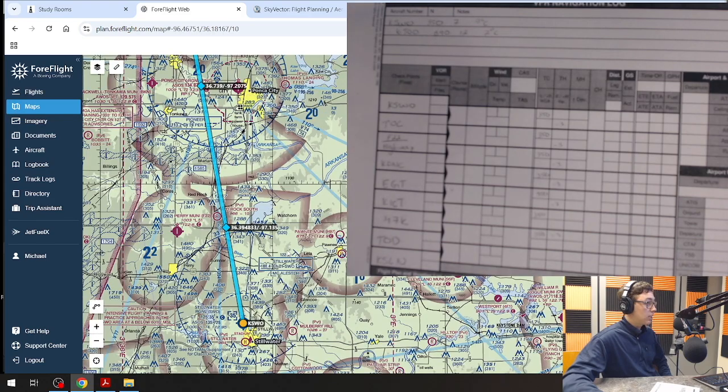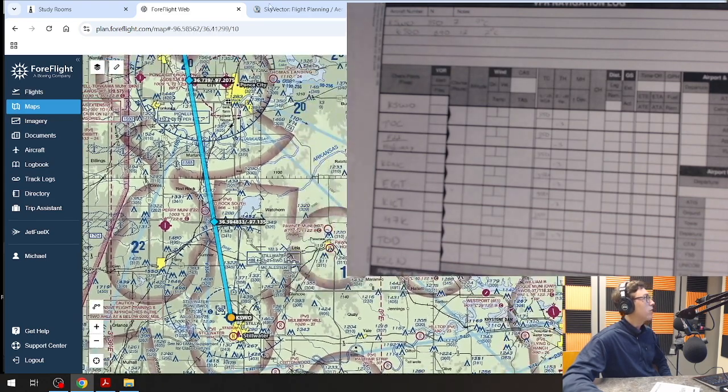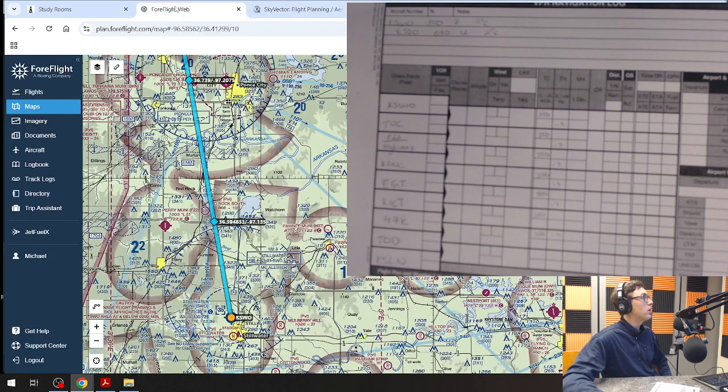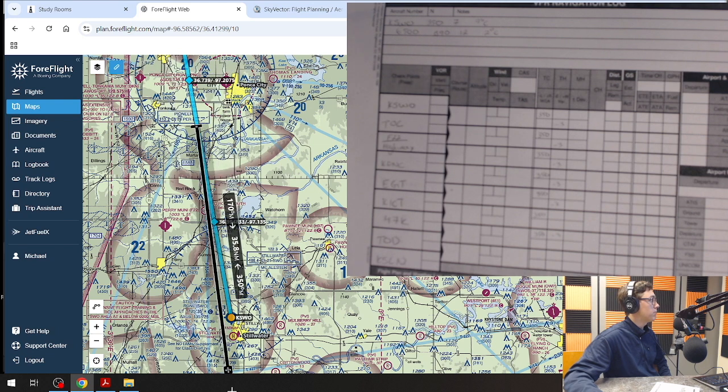Second thing that I need to do is I also want to note that you can either use ForeFlight or SkyVector. A lot of people love SkyVector. A lot of people like ForeFlight. It doesn't really matter. However, when you are doing this today, there are some things that you need to pay attention to. What ForeFlight gives you based on your track: is it magnetic? Is it true? And then how we interpret that.